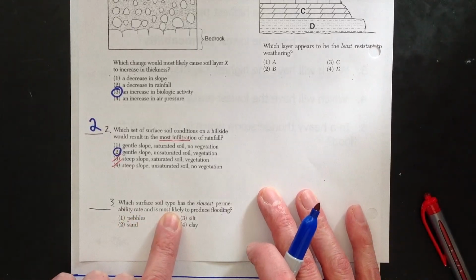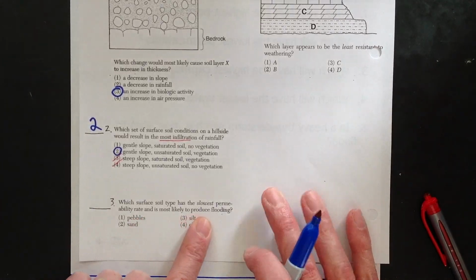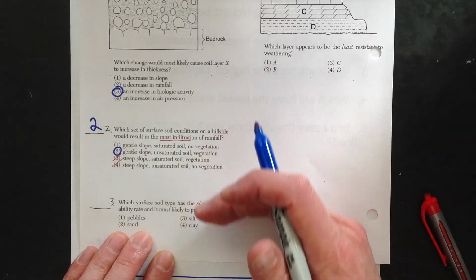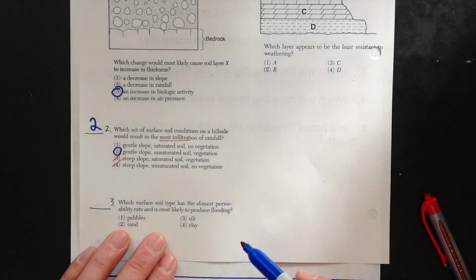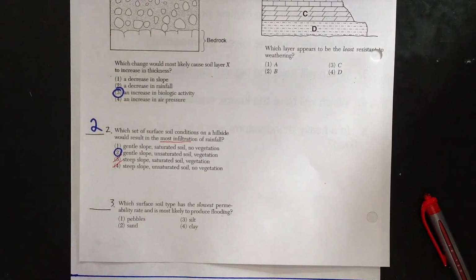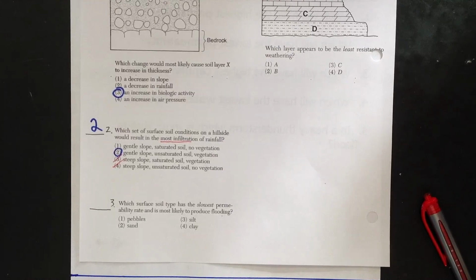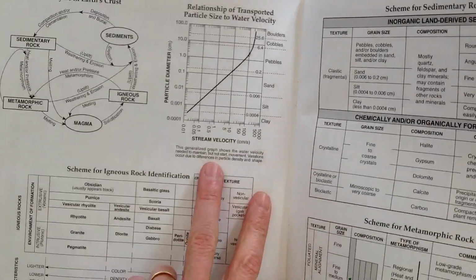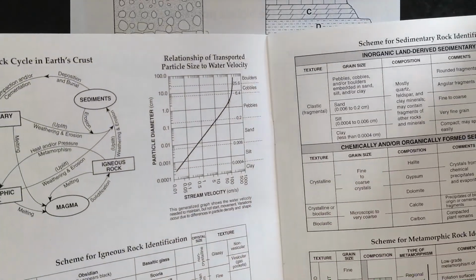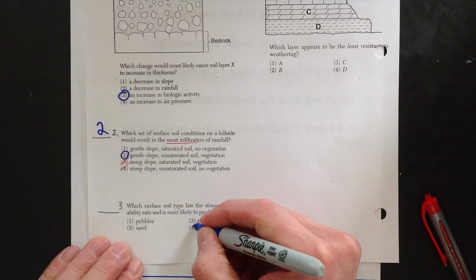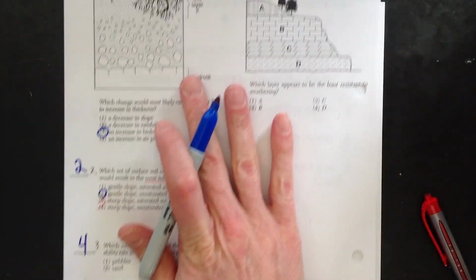3, which soil surface type has the slowest permeability rate and is most likely to produce flooding? Slowest permeability rate means water going in the slowest. You got to think about what size, large or small size sediment. You have to know that in your head. The answer is small. And I'm going to find a reference table over here. Pebble, sand, silt, clay. You probably know those, but just in case you don't, you can look here and realize that it goes up this way from the smallest. So you want the smallest sediment. Clay is the smallest. 4, clay is the smallest. That's your answer.